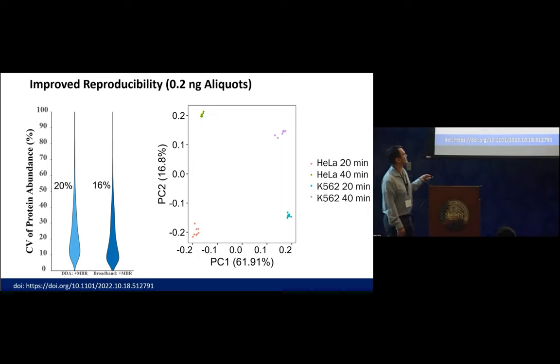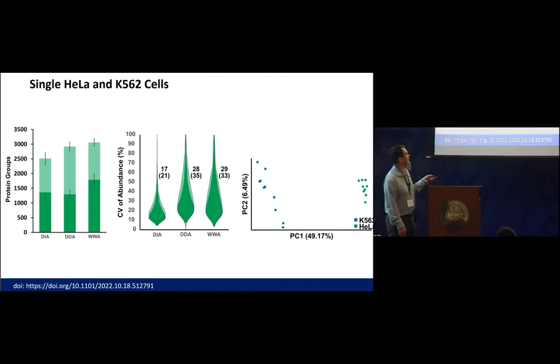And this is just looking at PCA plots of two different cell types and two different separation times here, showing that we get nice clustering. None of this was with actual single cells. When we do switch to single cells and compare wide window with standard data dependent acquisition and DIA, you can see we're getting the best proteome coverage here. It's not much difference between DDA and wide window, except that you'll notice we get a lot more MS2-based identifications with the wide window acquisition, and those are more confident than what we get with the match between runs. So again, useful, I think.